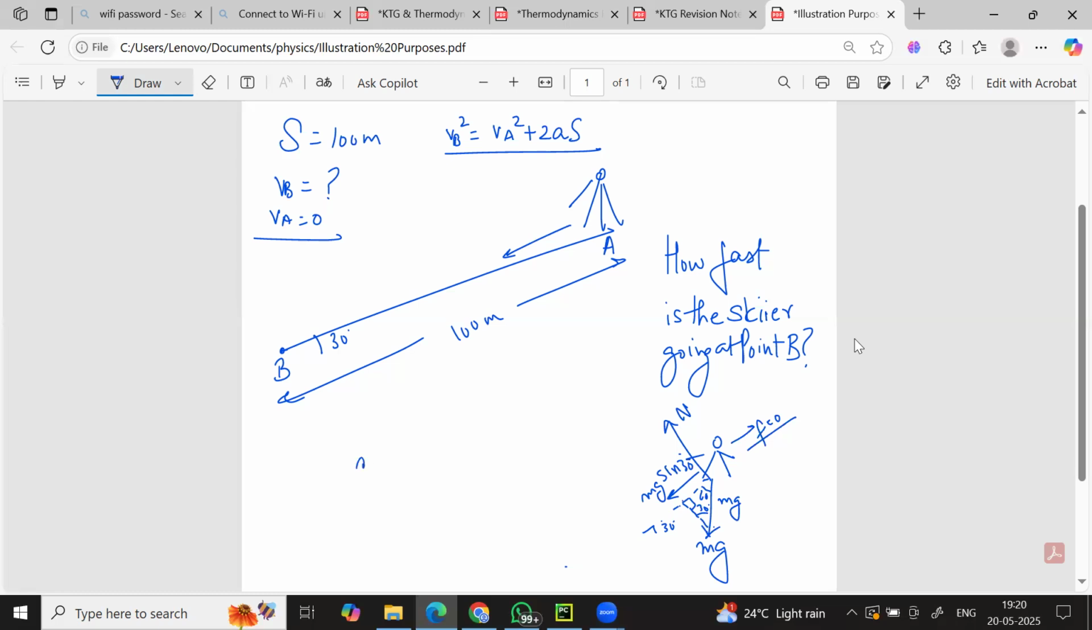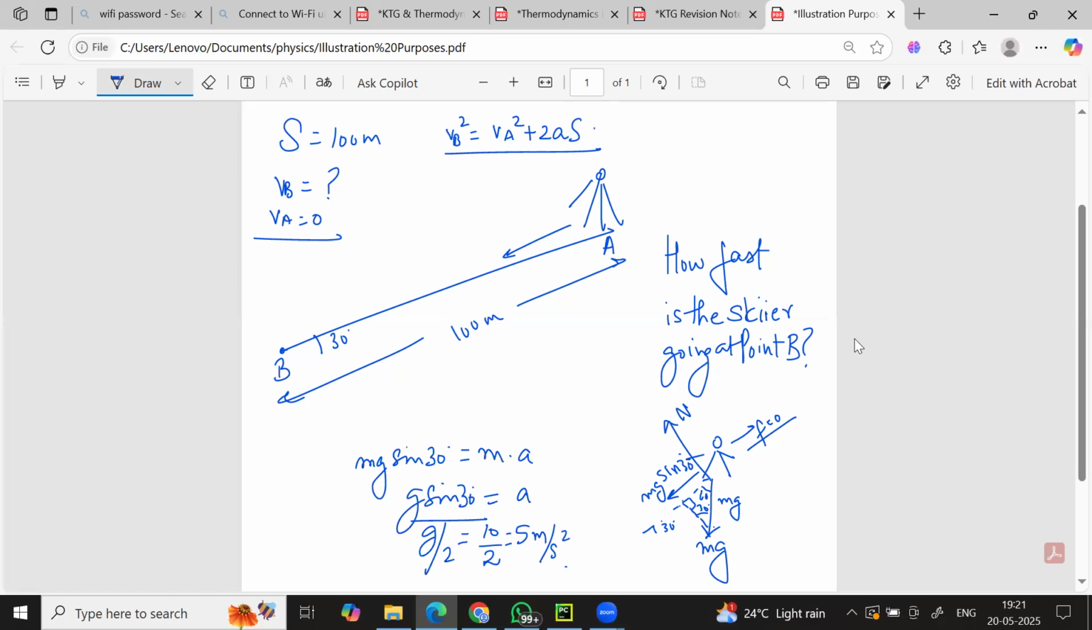And so I have mg sine 30 as the force in the direction of sliding equals m times a, and hence I get a equals g sine 30. Sine 30 being half, this becomes g upon 2. If I take the value of g to be 10, this is approximately 5 meters per second square.